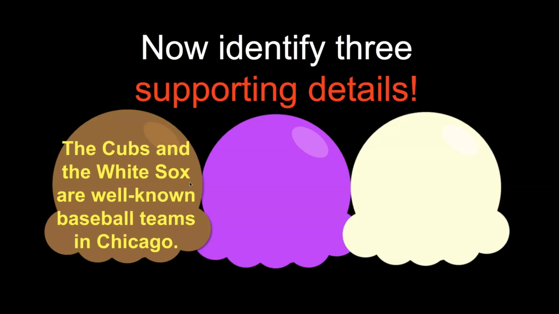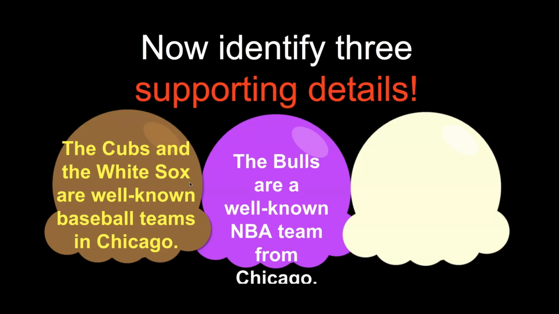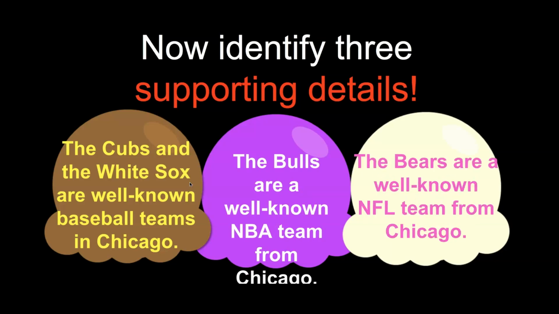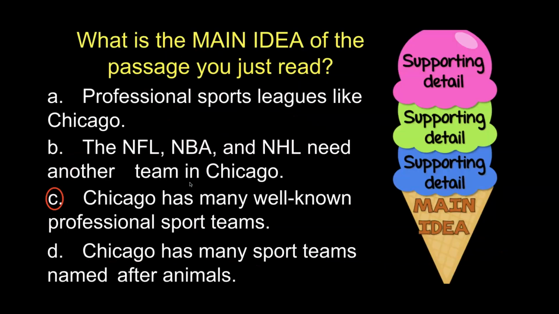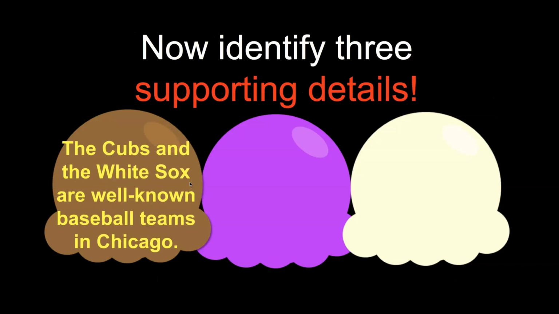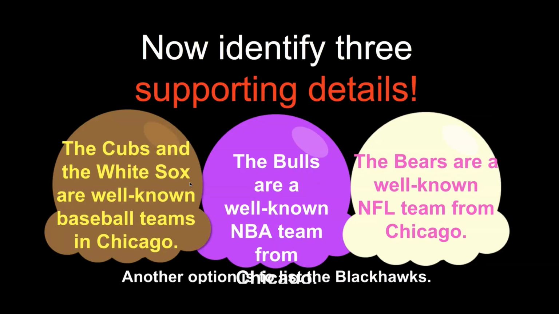The Cubs and the White Sox are well-known baseball teams in Chicago. The Bulls are a well-known NBA team. And the Bears are a well-known NFL team for Chicago. So all of those, again, support our main idea that Chicago has many well-known professional sports teams. All right?